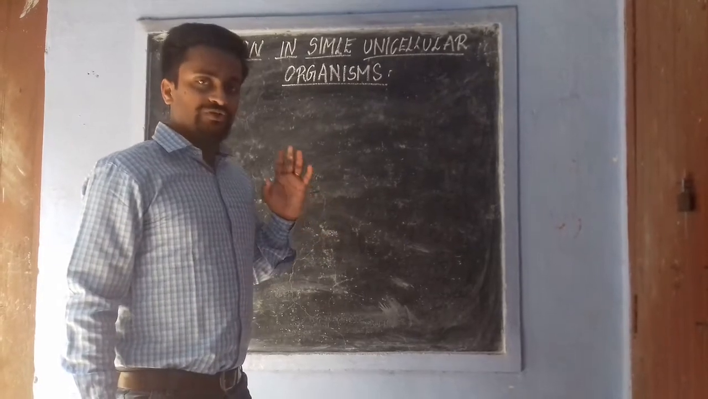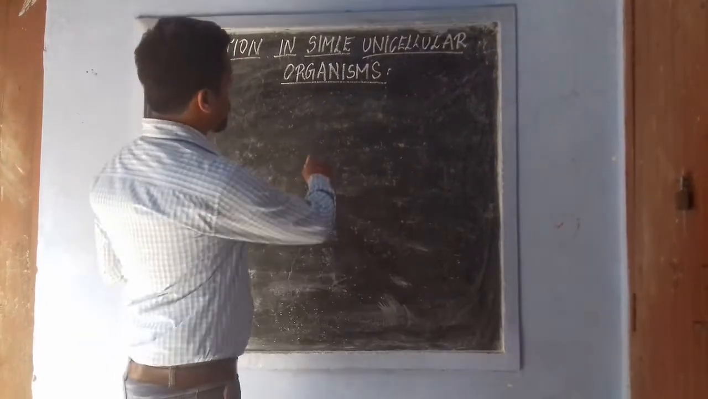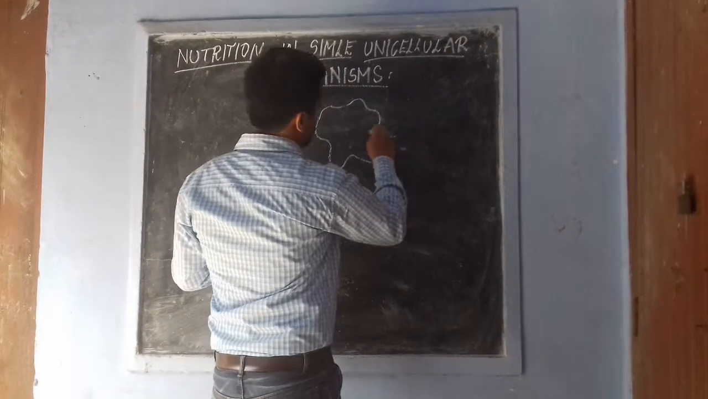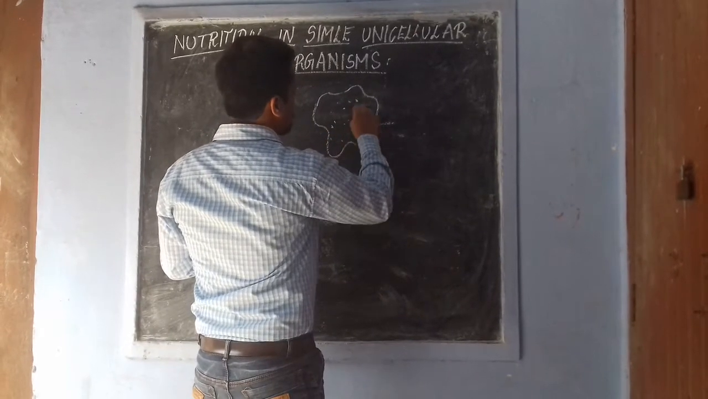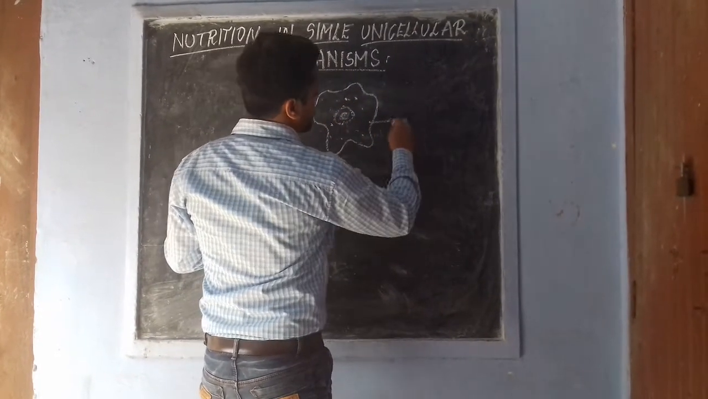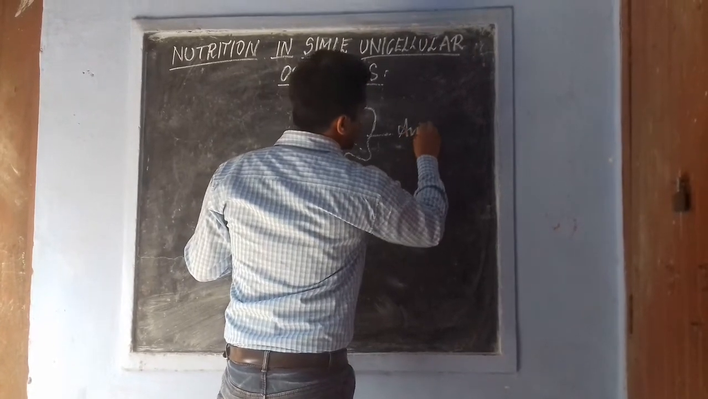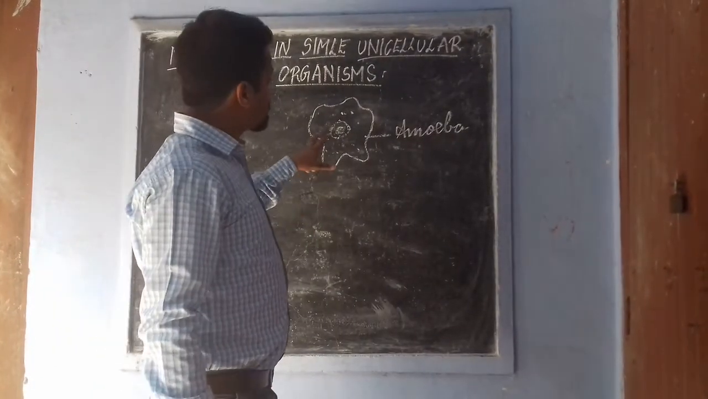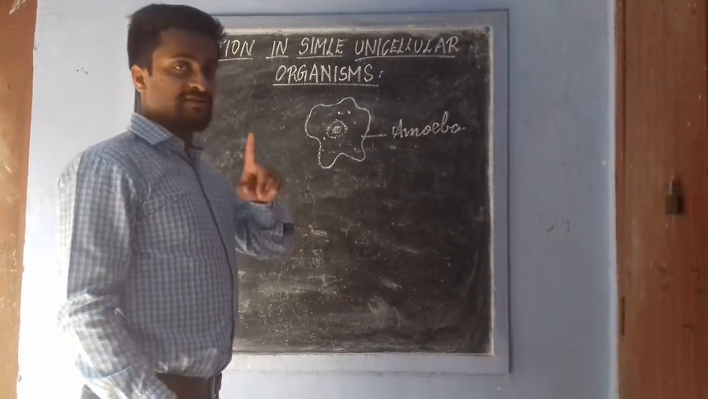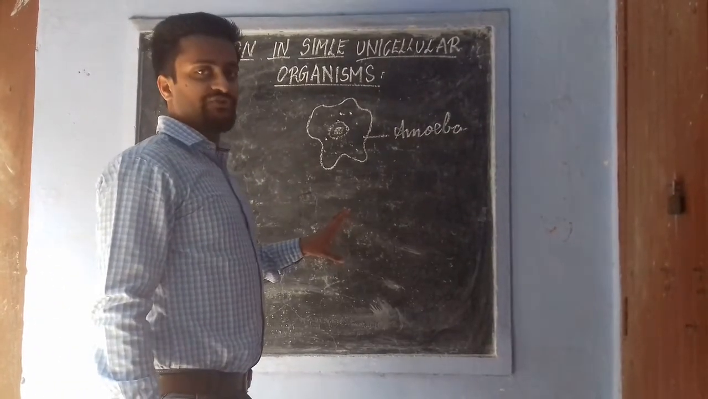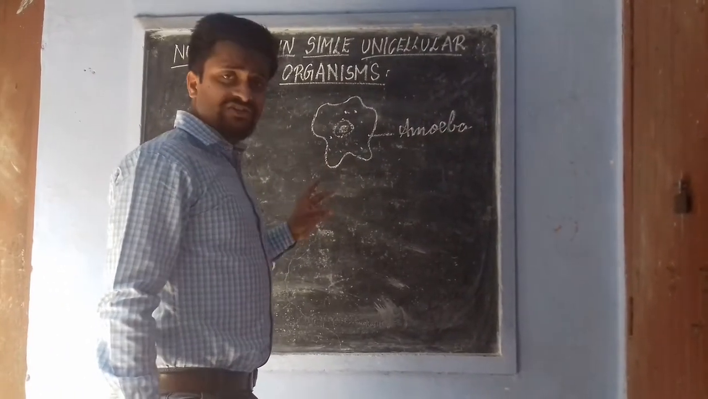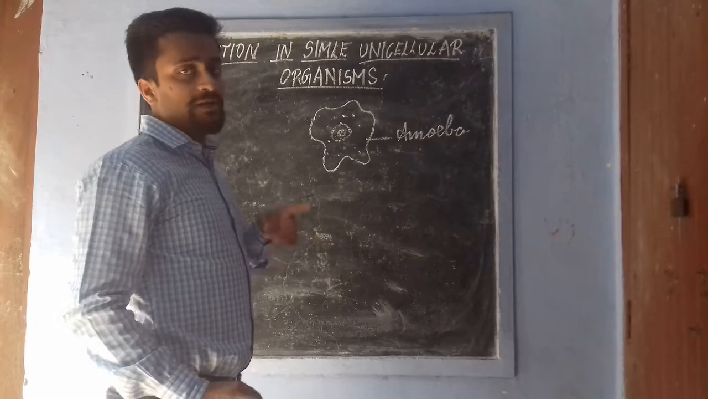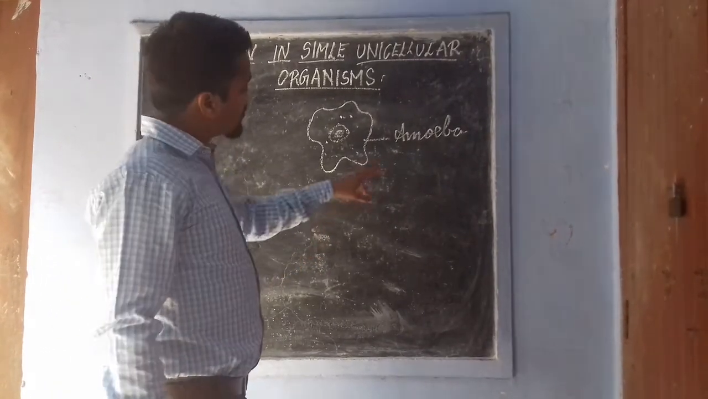One example of a unicellular organism is amoeba. This is an amoebic cell, and it consists of cytoplasm and nucleus. This is amoeba. Now this amoebic cell is a unicellular organism because it consists of only a single cell. All the processes of nutrition, that is digestion, assimilation, respiration, excretion, all the processes are carried out by a single cell only.